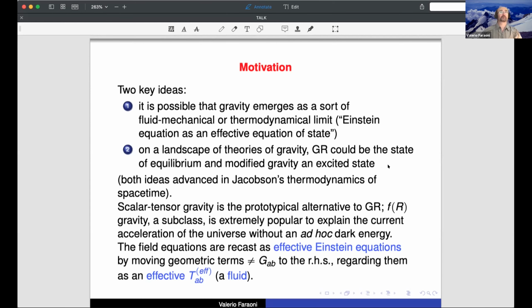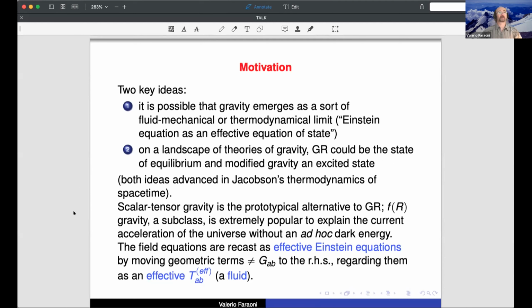If you take a landscape of theories of gravity, general relativity could be the state of equilibrium and modified gravity could be an excited state corresponding to higher temperature, while general relativity would correspond to zero temperature. Now, this idea was introduced in the context of F of R theories of gravity. Here, I'm going to revisit this idea in a totally different context, in the general family of scalar tensor gravity, and F of R gravity is just one subclass of these theories.